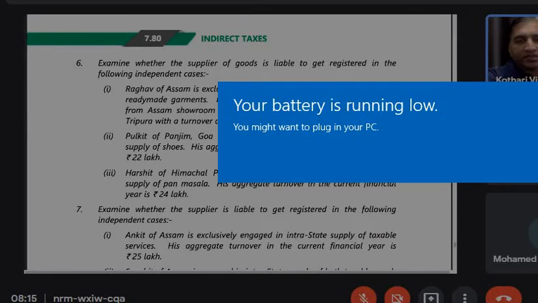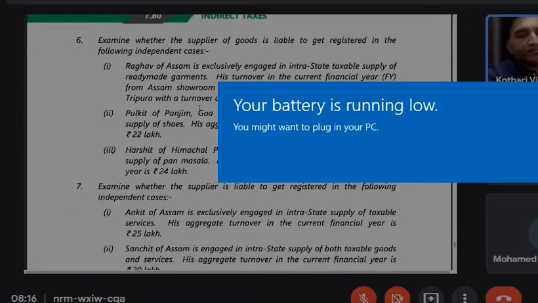Raghav of Assam is exclusively engaged in intra-state taxable supply of ready-made garments. His turnover in the current financial year in the Assam showroom is 33 lakhs. He has another showroom in Tripura with a turnover of 11 lakhs. Now 33 lakhs plus 11 lakhs, how much? 44 lakhs. So is he liable to be registered? Yes, he is liable to be registered. Why? One, turnover is more than 40 lakhs. And even in Tripura, which is a special category state, the turnover limit is 10 lakhs only.